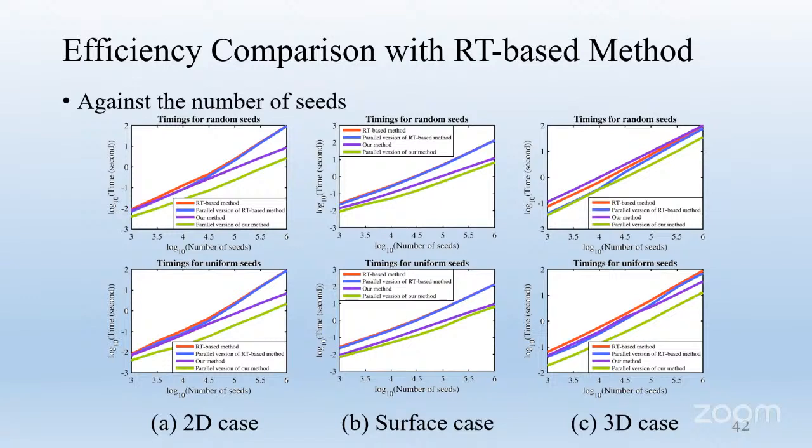The conclusion is similar. Our method is faster than the regular triangulation-based method for most cases, but the upper right figure shows the serial version of our method is not good enough. That is the 3D case when the seed locations are random. Fortunately, the parallel version of our method has the best performance for all the cases.